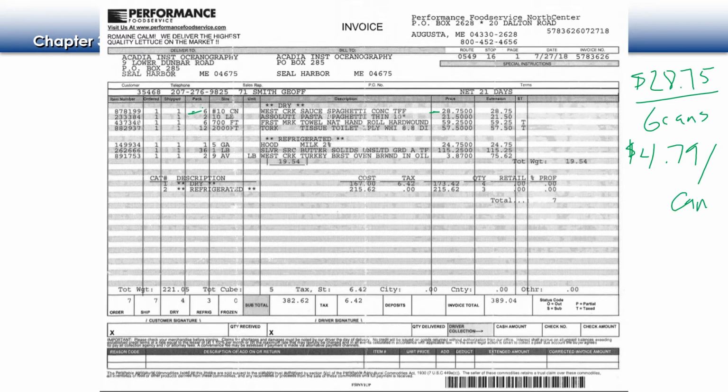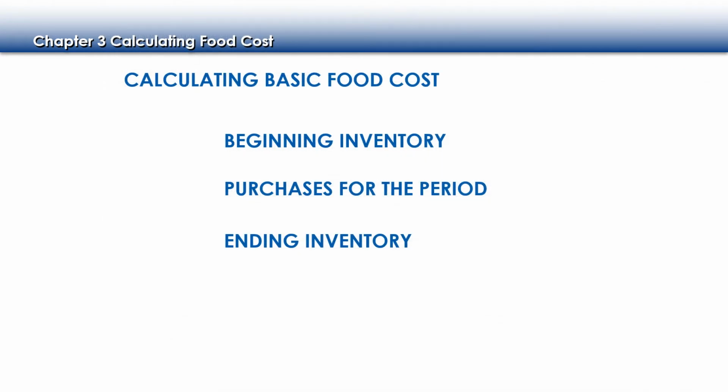So if I still have 4 in my inventory, then I can multiply by 4. Hey Siri, what is 4.79 times 4? 4.79 times 4 is 19.16. So $19.16 is the cost of those 4 remaining cans of spaghetti sauce in my inventory. And that's going to become important here in just a moment as we calculate our basic cost of goods sold.